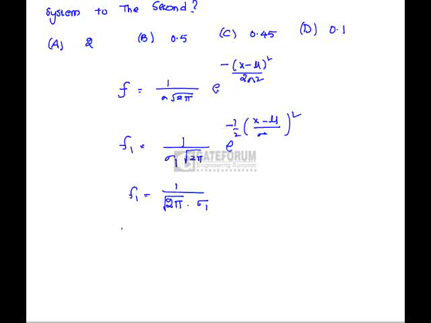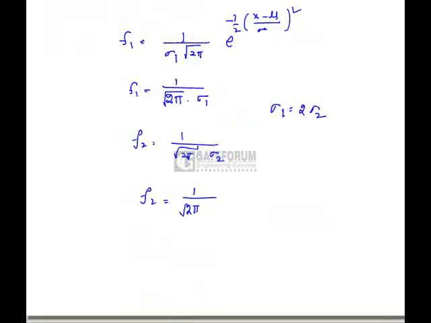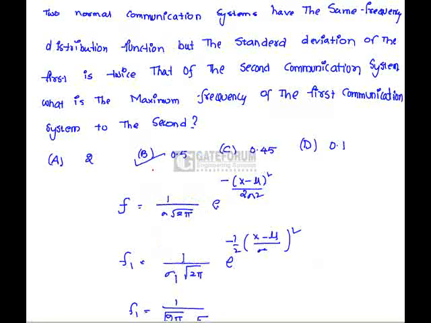Similarly, f2 is 1 by root 2 pi sigma 2. We know that sigma 1 is 2 sigma 2 from the given data itself. So f2 is nothing but 1 by root 2 pi, and sigma 2 is sigma 1 divided by 2, so f2 is 2 f1. So f1 by f2 is the frequency ratio, that is 0.5. Hence option B is correct.